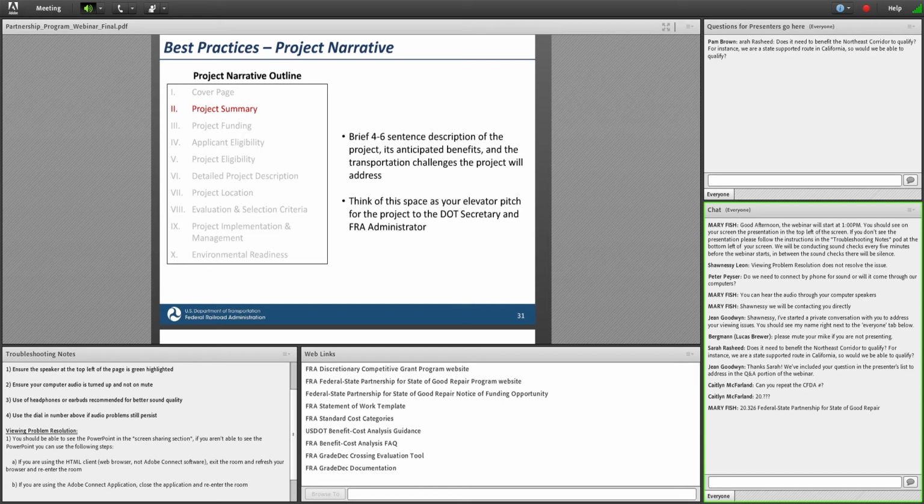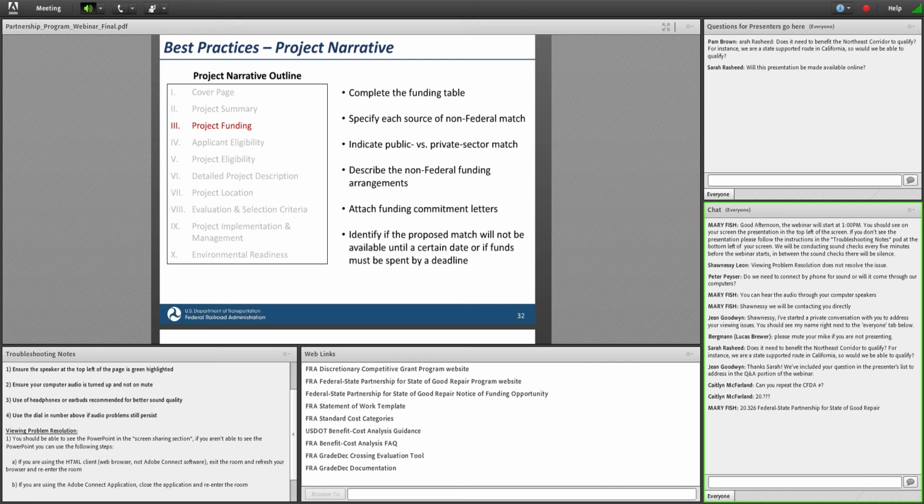Next is the project summary. We ask that you provide a brief, 4 to 6 sentence description of your project. And we really want you to think of this as your elevator pitch to either the DOT secretary or FRA administrator about your project. This is typically the first place where FRA staff will turn to when we respond to internal information requests about a particular project from our leadership.